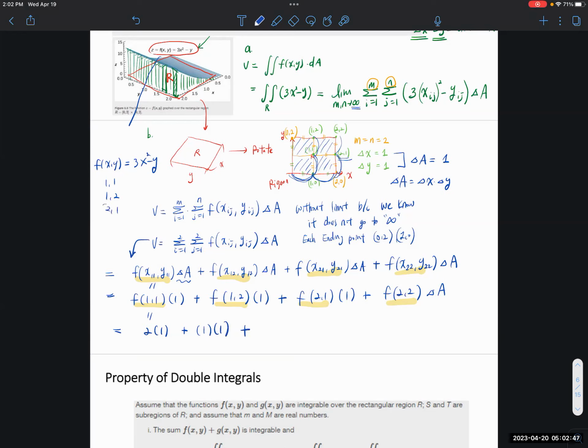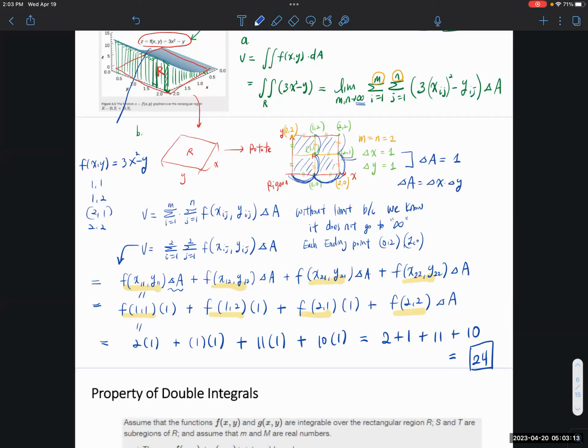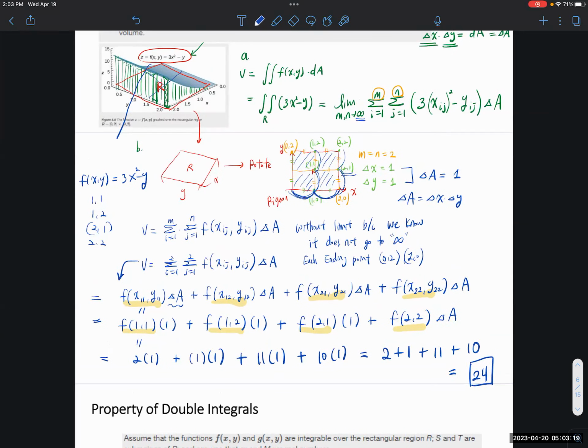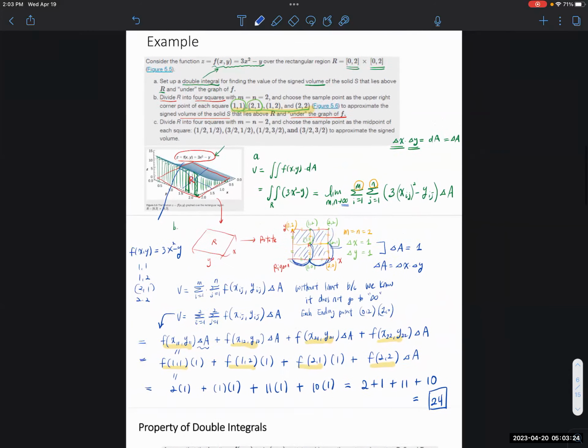And if you plug in 2, 1, 2 squared is 4, times 3 is 12, minus 1 is 11, times 1. The last one, you're going to plug in 2, 2. I have 12 minus 2, so 10 times 1. So if you're adding 2 plus 1 plus 11 plus 10, at the end, you have 24. That's the volume with the specific equal length of 1, and then when you have 4 specific squares. So that's how you find out the volume, by taking the limit sum.